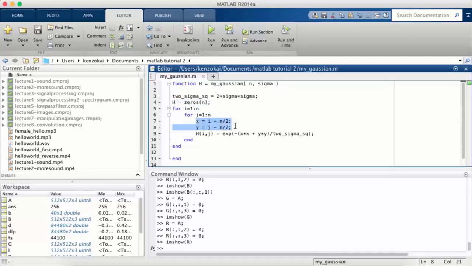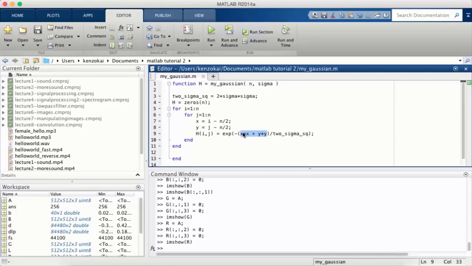Now I assign x to equal i minus n over 2 and y to equal j minus n over 2. Why is that? Because I want the center point of h, h of n over 2, to be the highest point of the Gaussian. That's when x is equal to 0 and y is equal to 0, and the exponent of 0 is 1. So that would be the maximum value of the Gaussian, and then every point from there would be smaller, right? So when i is n over 2, x is 0. When j is n over 2, y is 0.